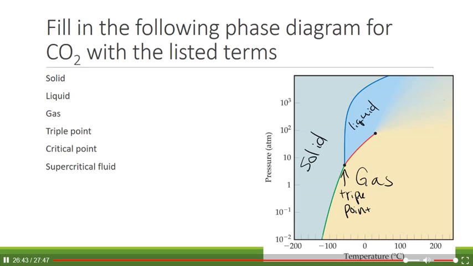And our critical point is when we have our liquid and our gas at the same density, after which we no longer have a differentiation between liquid and gas. So there's our critical point. And our supercritical fluid is right here. So after our critical point, why did I just put liquid there? I didn't do that. That's supposed to be critical point. After our critical point, we have a supercritical fluid. Okay. That is everything.